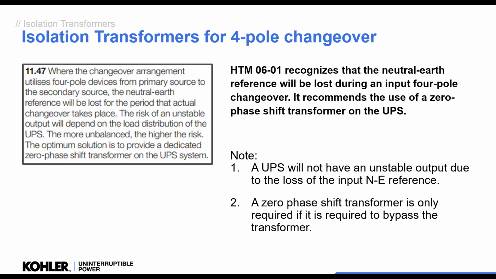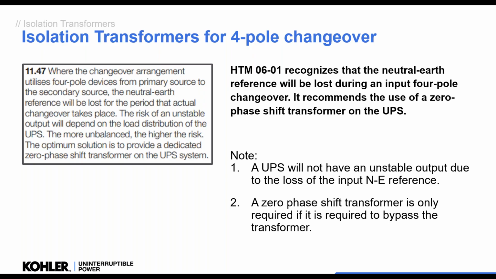It talks about the 0 phase shift transformer. Now, you need a transformer and you need a 0 phase shift if you want to bypass the transformer. Okay, typically an isolation transformer will have a 30-degree phase shift, so you can't do a make before break bypass on that.